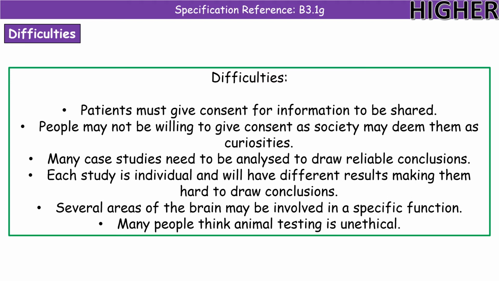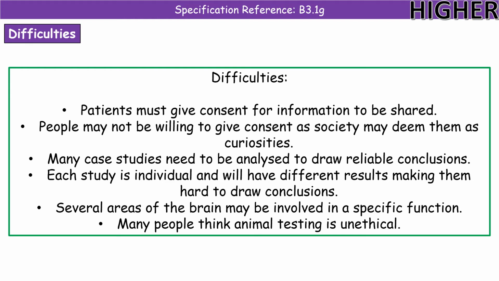Secondly, to get reliable conclusions, we need to study a large number of different cases, all involving the same thing. Now, the trouble here is that each study is individual, because every individual accident, injury, what have you, is going to potentially impact different regions of the brain. So it's not going to be a case of you can recreate it time and time again to get this really large bank of case studies. So that makes it hard to draw reliable conclusions.